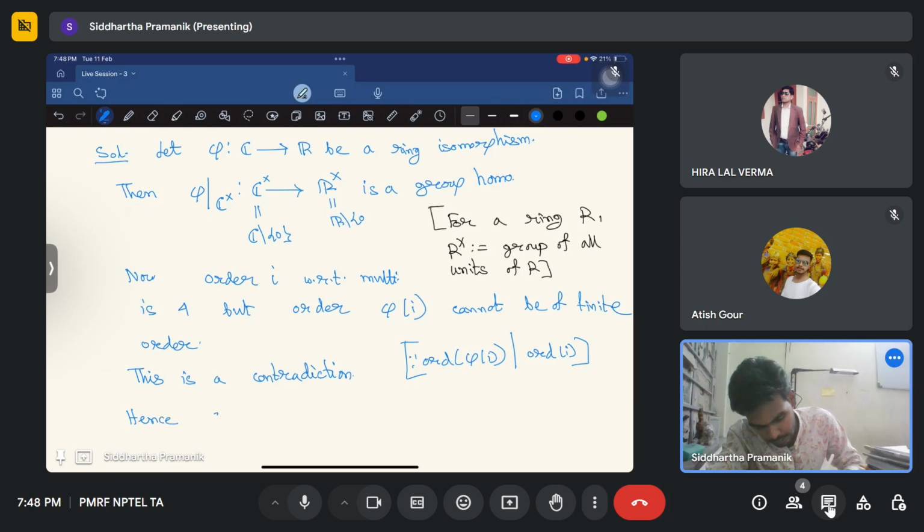Hence, C cannot be isomorphic to R as rings.